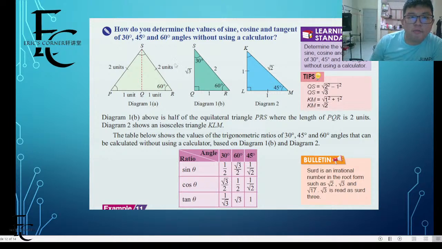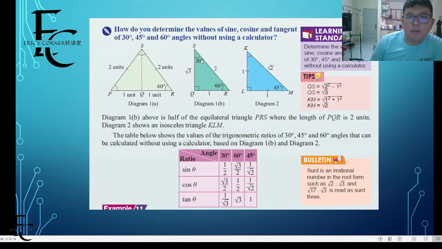And then the hypotenuse is 2, so according to the Pythagoras theorem, how do we get the third side here? It will be square root 3. It will be square root of 2 squared minus 1 squared. 2 squared is 4, minus 1, so it will be square root of 3.